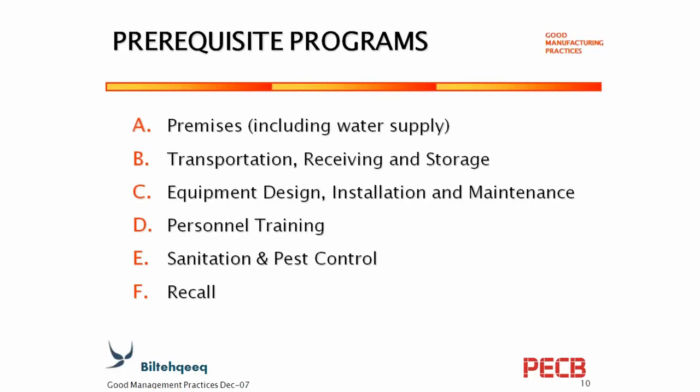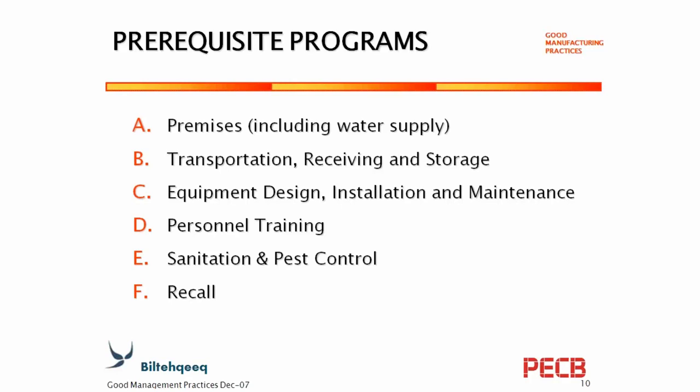The next is sanitation and pest control. Where you are processing the food, it should be very clean, and there should not be any chance of pests or rodents entering by doors or windows or any other opening. So you have to ensure that where you are processing the food, proper rodent and pest control is well implemented.